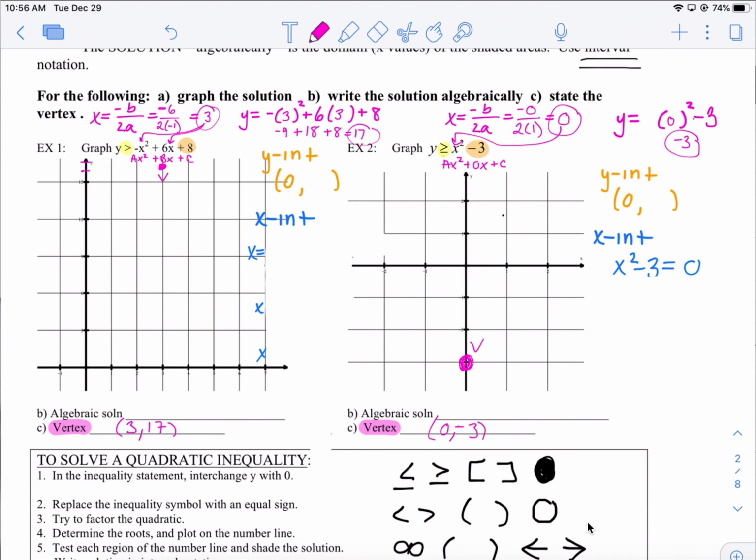If you miss something, go back and find it. Second thing we're going to need is my y-intercept. It's probably the second easiest to find.